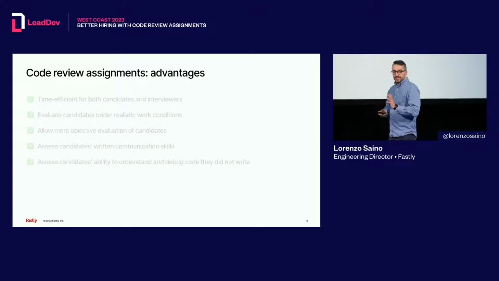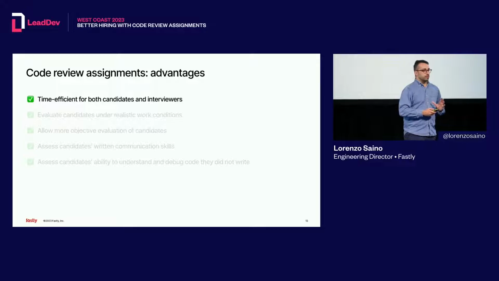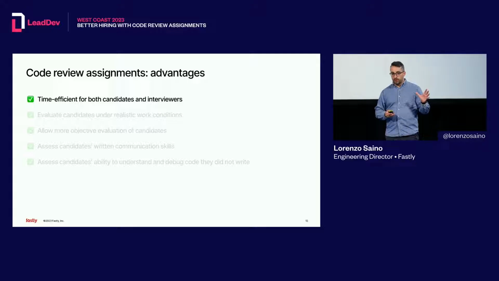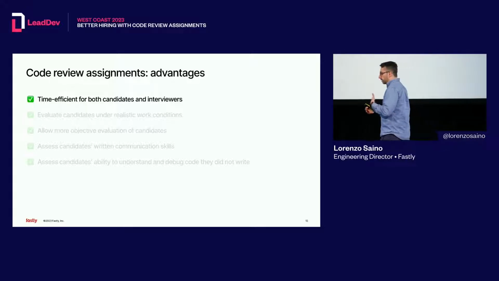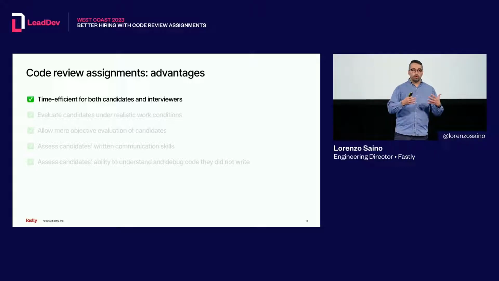So what are the advantages, actually, of using code review assignments? To start, I think that this is a process which is relatively time efficient for both candidates and interviewers. It still requires candidates to do a take-home assignment. However, reviewing existing code takes substantially less time than writing code from scratch. So if you want to evaluate candidates on how they reason about a very large code base, reviewing existing code is the most time-effective way to do that.